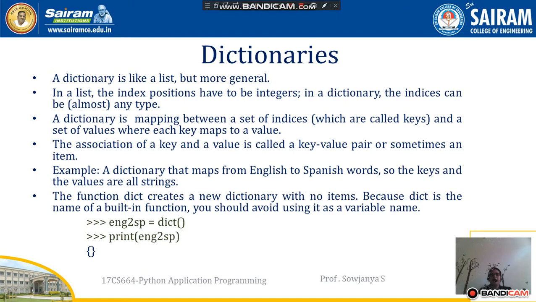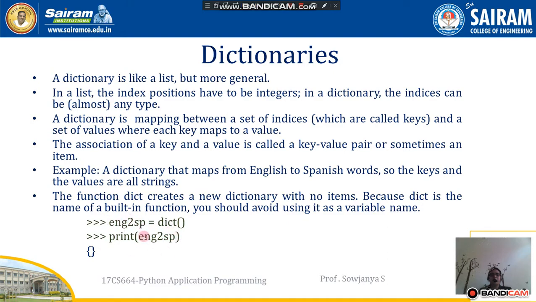In the Python programming language we have a built-in function called dict. The function dict creates a new dictionary with no items. We will see one example with no items in the dictionary. That means the dictionary does not contain any items. Okay, look at this example. Here we are using the function dict, which creates a new dictionary, and it does not contain any items. Because dict is the name of the built-in function, it cannot be used anywhere as a variable name in this program.